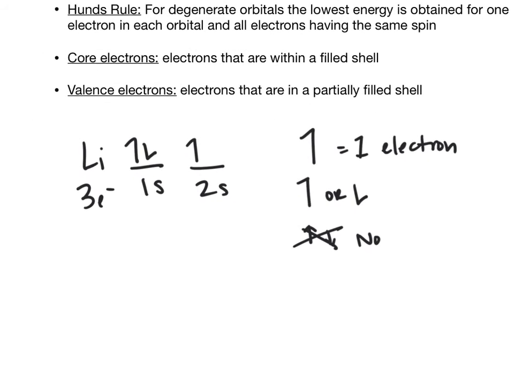And as we add electrons, we're going to talk about core electrons, which are electrons that are in a filled shell, and valence electrons. These are electrons in a partially filled shell. So for lithium, the 1s would be a core, and the 2s would be valence. And as we think about this, we're going to think about filling them one at a time.